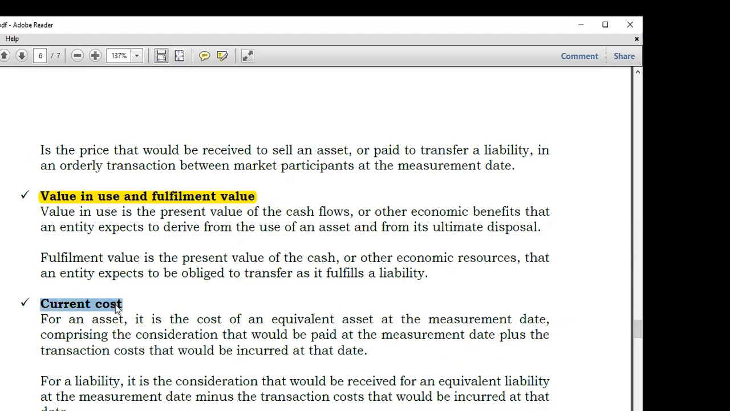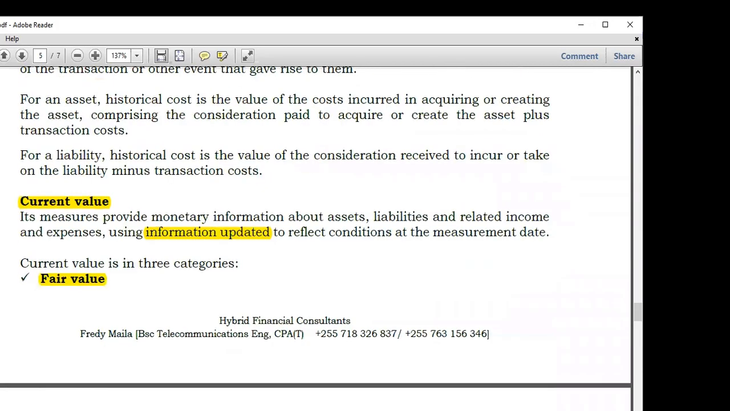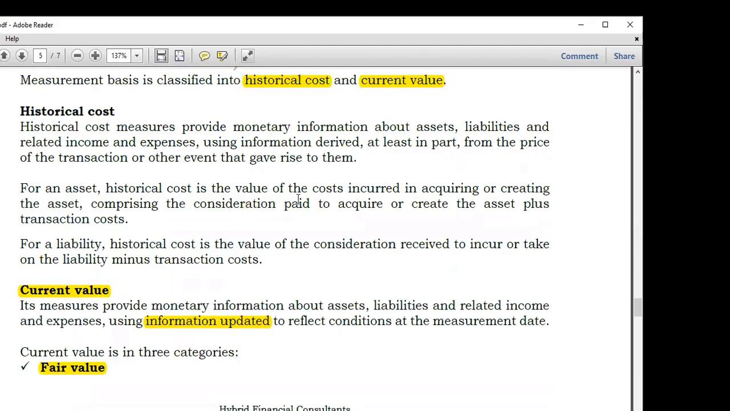So it's just cost just like historical cost, but this cost is not historical, but it's also a cost. If you say you have a cost, that means you have an asset, you incurred, you paid something. And if it's a liability, that means you received something. And that's how we define them when dealing with the historical cost up here. If you can remember, consideration paid to acquire or create an asset plus transaction cost. While for liability here, we said that the consideration received to incur or take on the liability minus transaction cost.